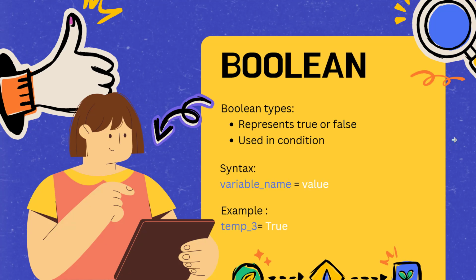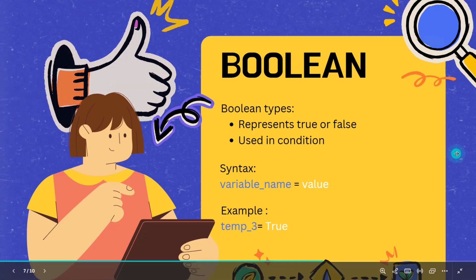Then comes the Boolean data type. It helps in decisions. Possible values of the Boolean data type are either True or False. Remember that the first letter in True and False should be written in capital letters.